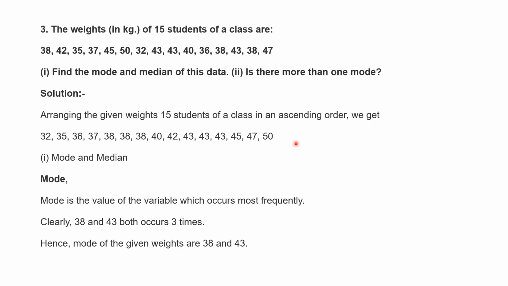Mode means what? Frequently occurring observation. Here 32 one time, 35 one time, 36, 37 one time, 38 three times, 40, 42 one time, and 43 again three times, and 45 one time, 47 one time, 50 also one time. That means there are two modes, that is 38 and 43. Both observations we can see three times each, right? That's why there are two modes, 38 and 43.